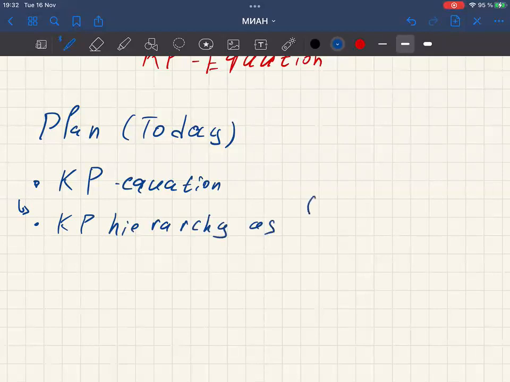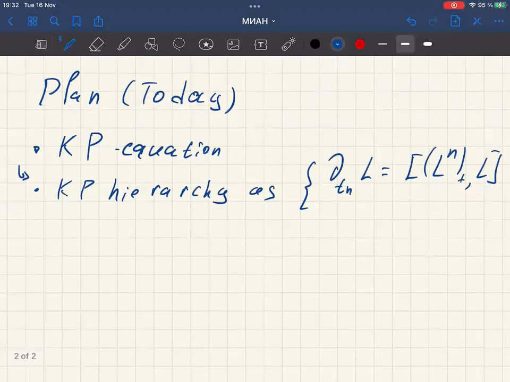as a compatibility condition of the following system of equations. I will introduce the notation later. N L equals Ln plus L. This is the system of equations, and it is overdetermined, and the compatibility condition will be the whole hierarchy.